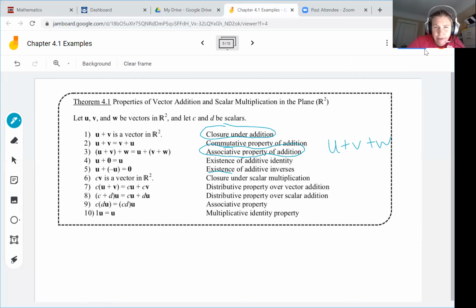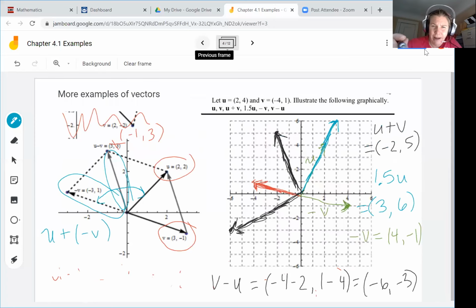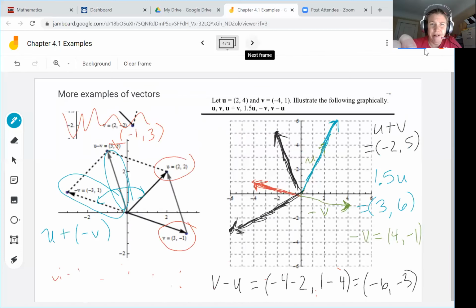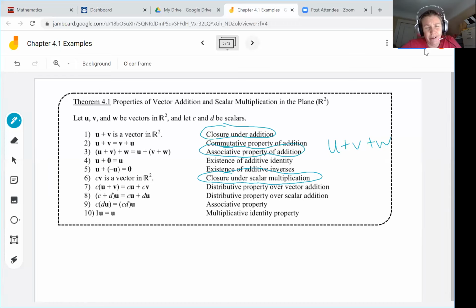6, we have closure under scalar multiplication. What that means is if you multiply your vector by a scalar, the result is still in the plane, or you could say it's still in R2. We saw in these examples multiplying by scalars, like I did in my hand-drawn diagram, and like we did over here in this example where we multiplied vector u by scalar 3, we still end up with a vector in the plane, which is also known as R2.